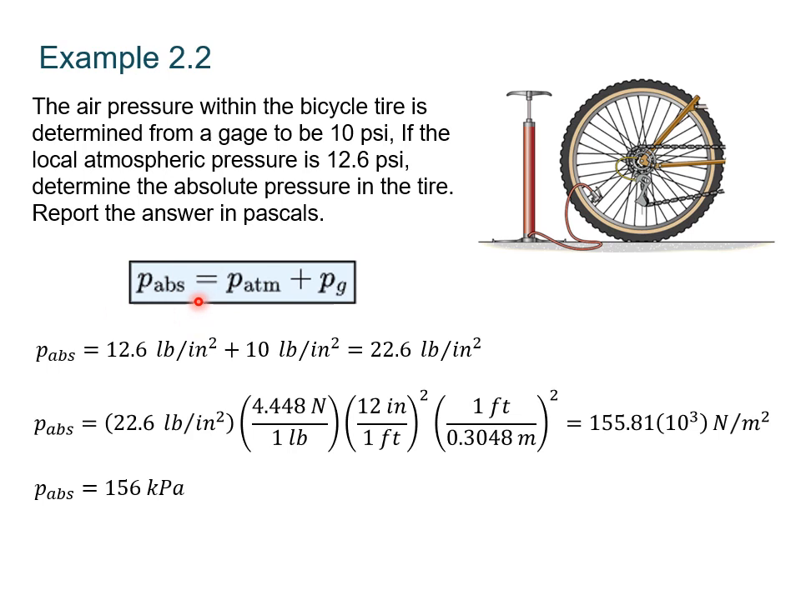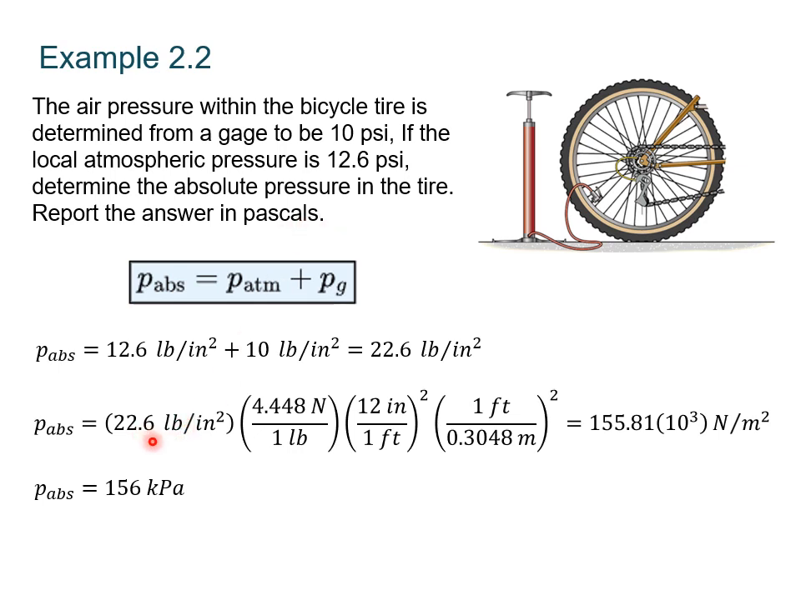So we can use the equation we saw before. The absolute pressure is the atmospheric pressure plus the gauge pressure. So we're told the atmospheric pressure and we're told the gauge pressure, so we can simply add those together and get 22.6 pounds per square inch. Now we have to convert pounds per square inch to pascals because that's what he wanted for the answer.